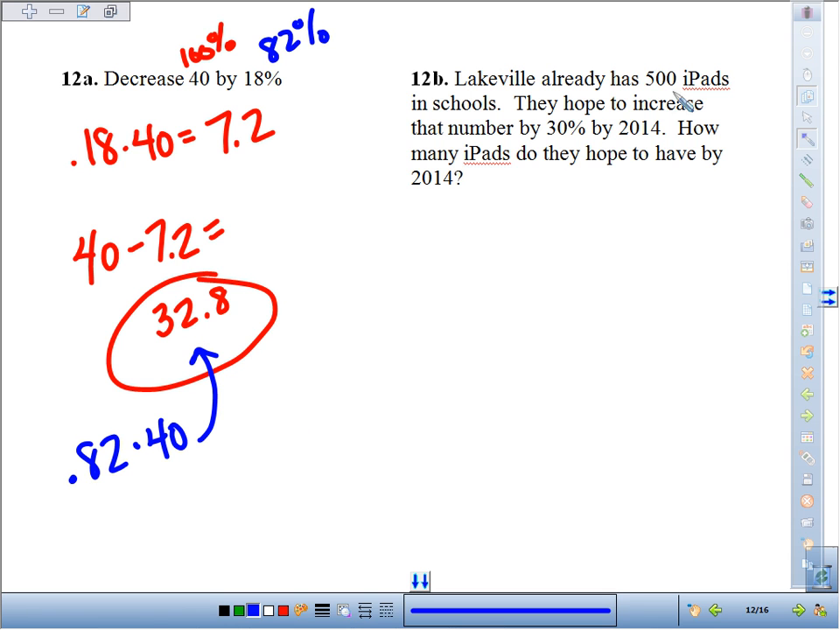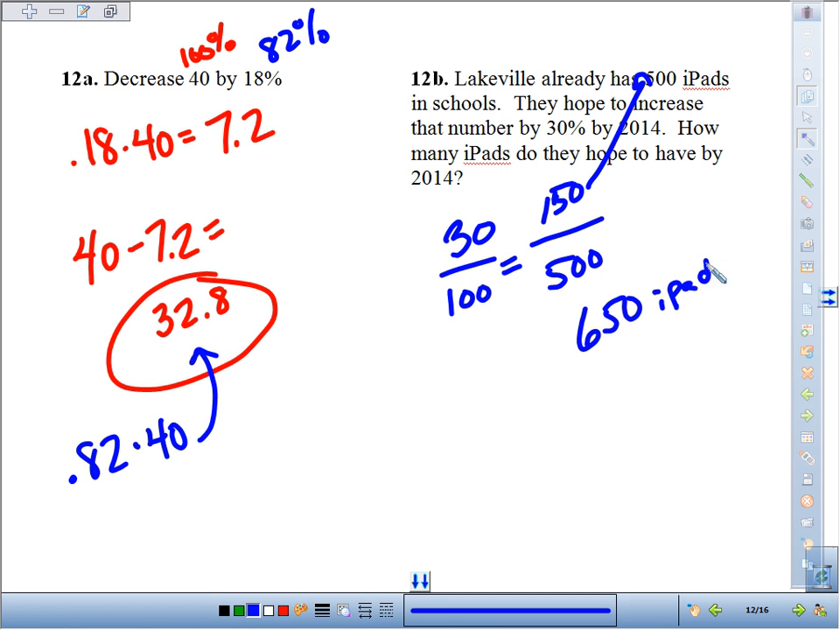12B, Lakeville already has 500 iPads in schools. They hope to increase that number by 30% by 2014. How many iPads do they hope to have by 2014? Two ways we can think about it. One way is to say, well, what is 30% out of 500? So 500 is the total number of iPads. What's 30% of that? 500 times 30 divided by 100 ends up being 150. So we're going to try to increase the number of iPads by 150. Add that to the original 500. 500 plus 150, you've got a total of 650 iPads.